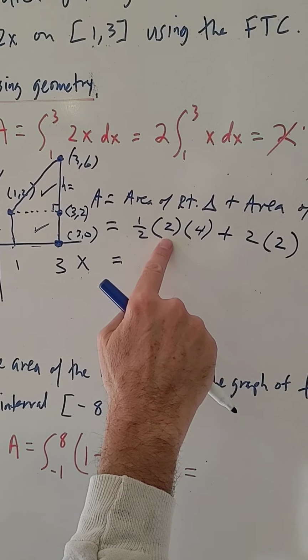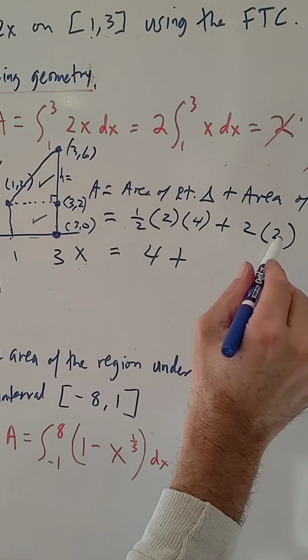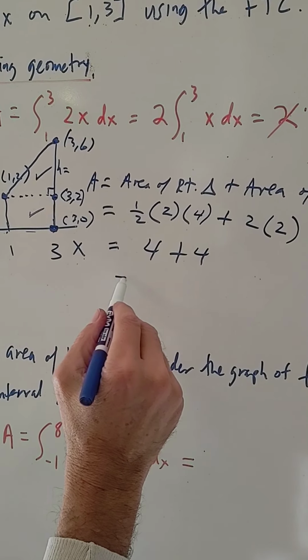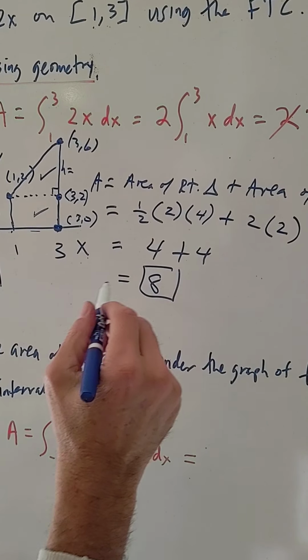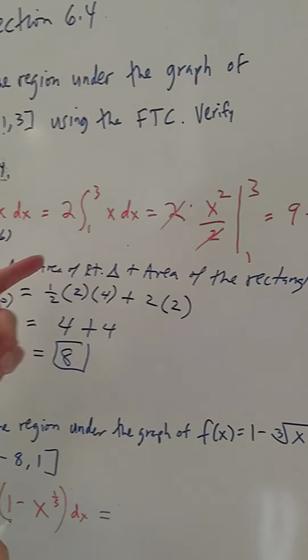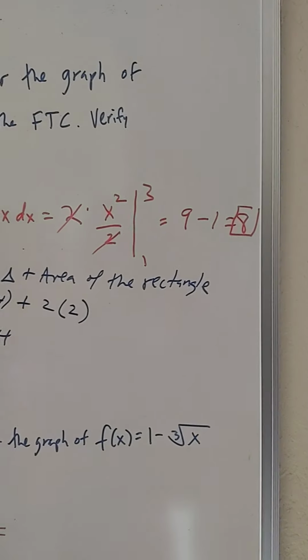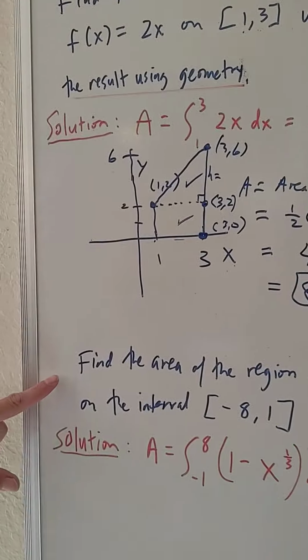Half of 2 is 1. And what's 1 times 4? 4 plus, and then 2 times 2 is 4. And 4 plus 4 equals 8 once again. So either way, geometry or calculus using integrals give you area, you get the same answer. Okay, we are done with that. Let's go to the final problem now.